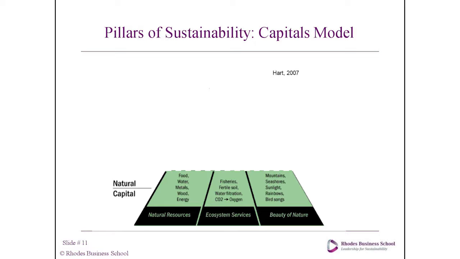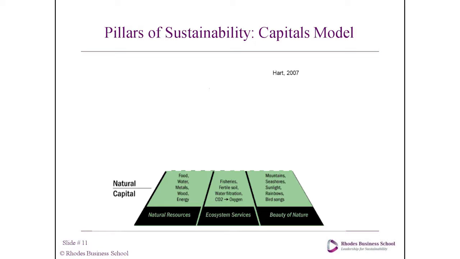All the things that we need to survive: food, water, wood and energy, metals for mining, all the services we get from nature, and of course all the aesthetic, the beauty of nature components. And we'll talk about the top bit of the pyramid a little bit later on. But that just links us nicely with our ecosystem services.